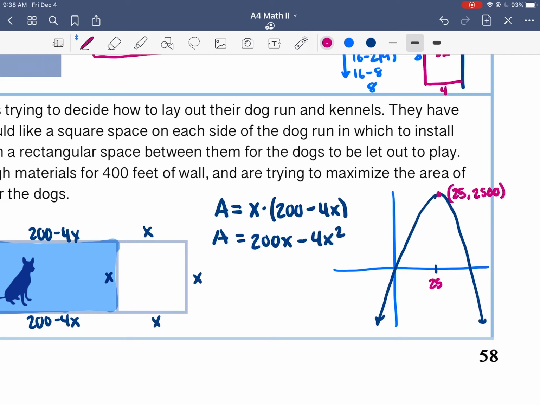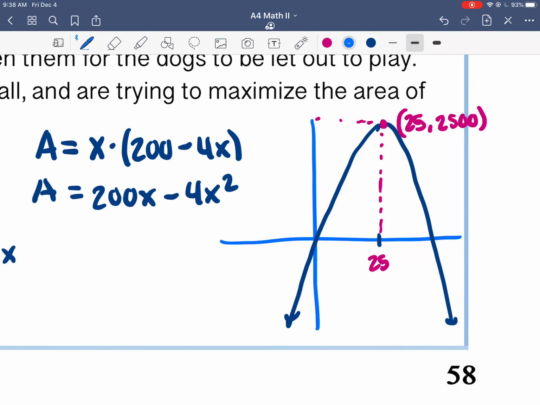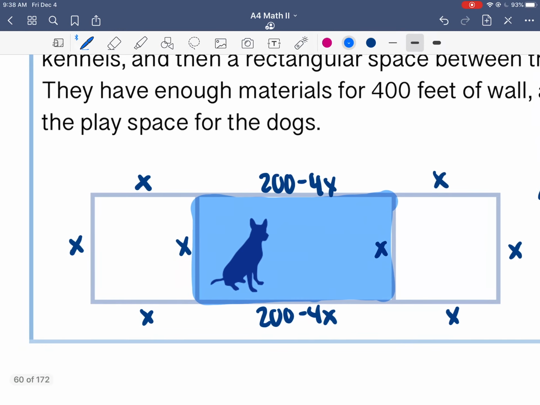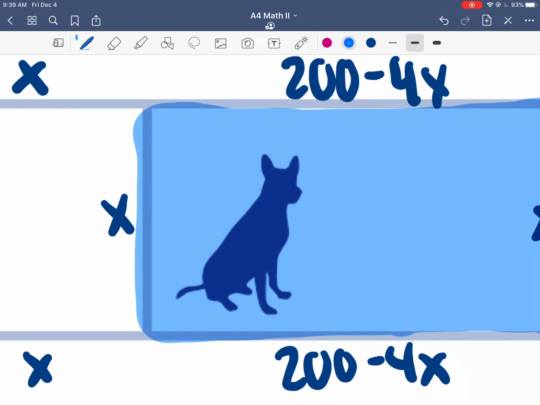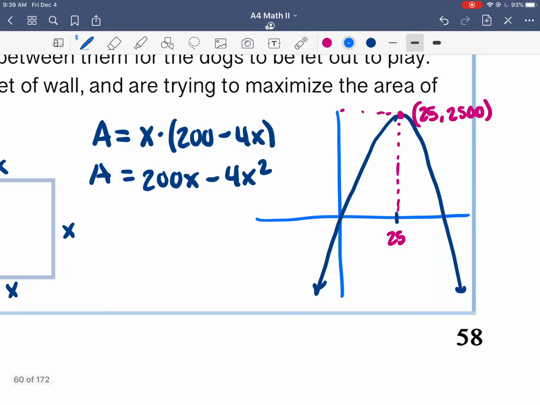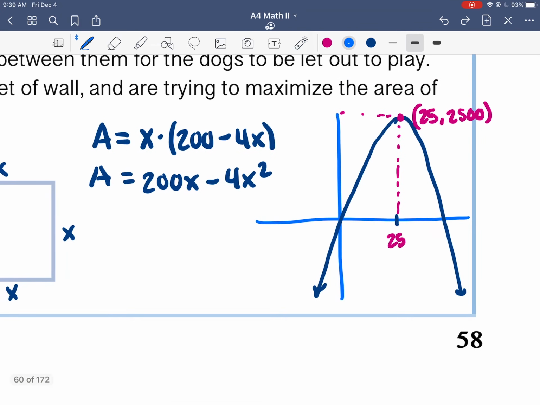So meaning this is 25 and the area is 2500. Again, the x-axis here is representing this side length of all of the squares, the squares that the kennels are going into, and also the short side of this rectangle. So the side length that will give us the optimal area is 25 for the x value. And the area that it's going to yield is 2500.